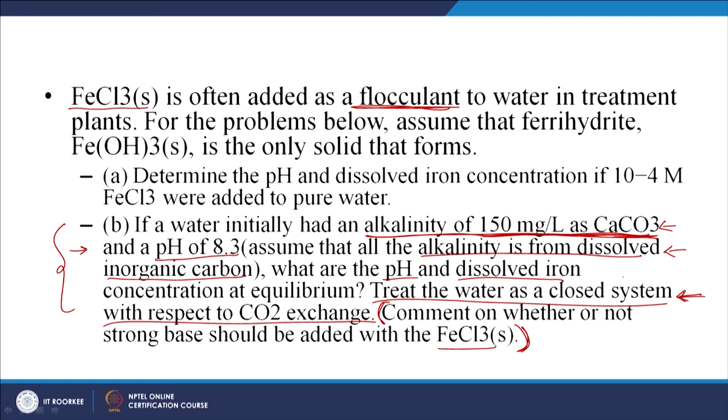And here obviously we need to understand the system, and also the key here is that for this particular case, when the pH ends up being 7.2, treat the water, and comment on whether or not strong base should be added along with FeCl3. Usually, let us say if there was no alkalinity and the pH fell to a very low or acidic value, then you would have thought of adding maybe some OH minus. But even in that case you need to see if that is going to be beneficial.